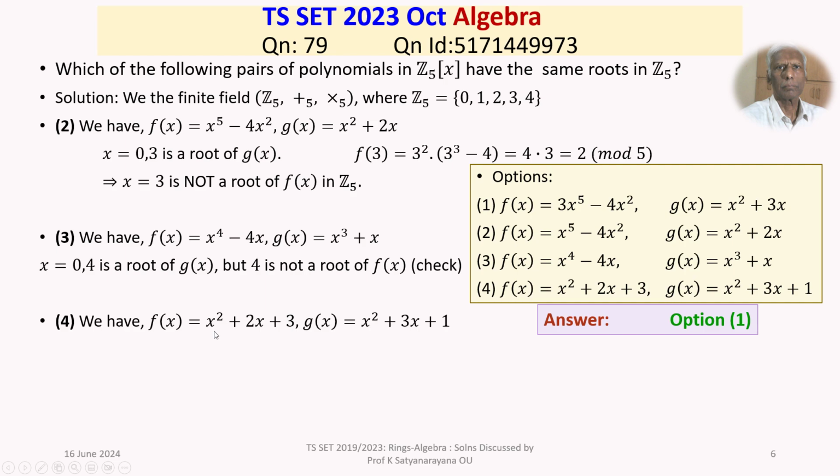But if you substitute in f of x, it will be 1 plus 2 plus 3, that is 6. 6 modulo 5 is 1. So, 1 is not a root of f of x. So, x is equal to 1 is a root of g of x, but 1 is not a root of f of x. You check. I have already explained. So, the answer to this question is option 1. That is the easiest question that has appeared in the TIFR exam 2023 in the October session. Agreed. Let's move to the next one.